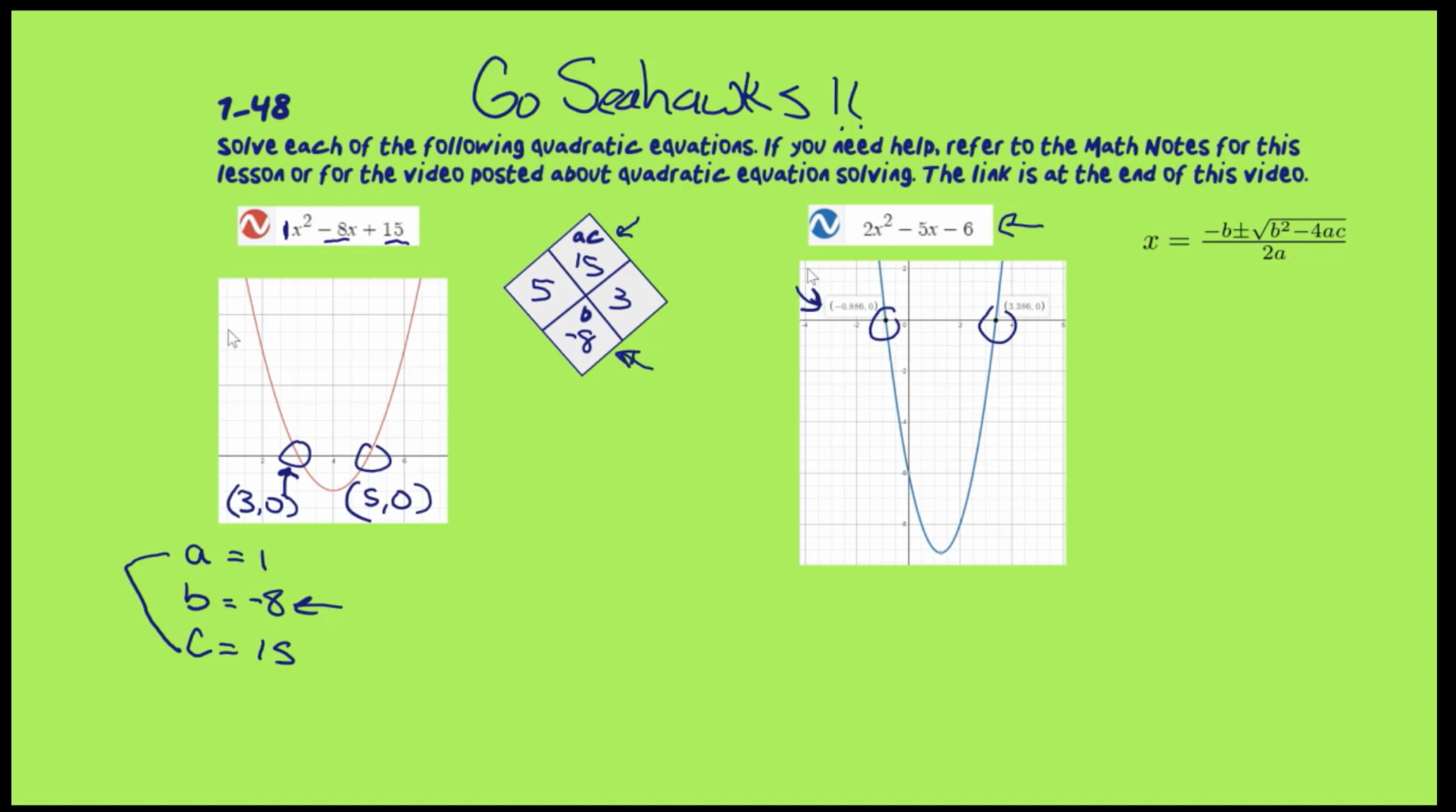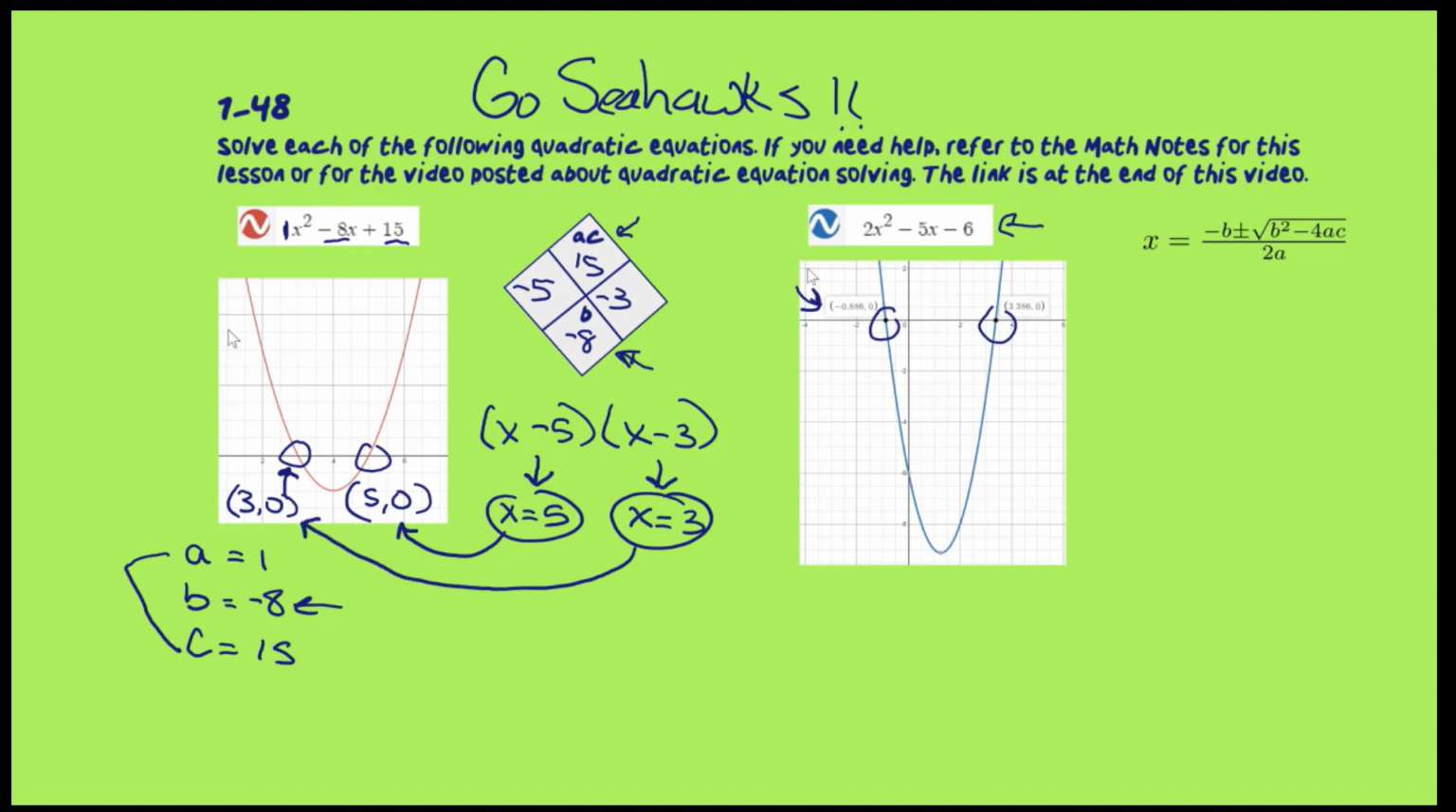So the way to still have a positive 15 and a negative 8 is to make them both negative, which means I'm going to factor this as x minus 5 and x minus 3. Remember, whatever makes these parentheses equal 0 is your solution. If I put a 5 in for x minus 5, it would equal 0. So x equals 5. That proves this point, 5, 0. And on this one, x equals 3, because if I put a 3 in, it would equal 0. That proves that point. So that's the easy one.